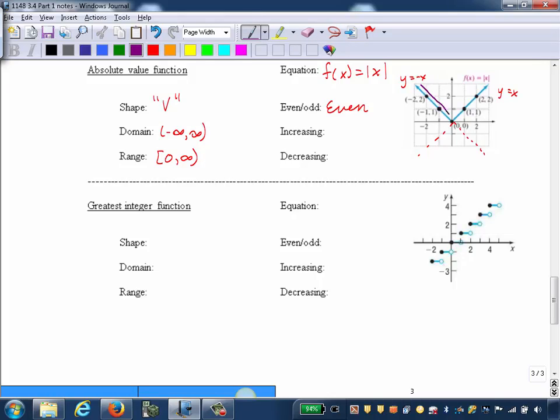I'm falling until I hit 0, and then it turns around and it rises. So we can say this graph is increasing from 0 to infinity, the right side of the V, and it's decreasing from negative infinity to 0, the left side of the V.